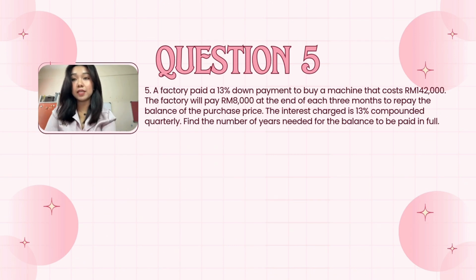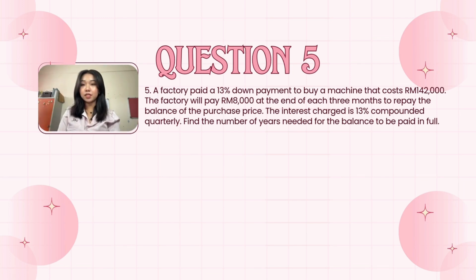So I'm going to show you a problem statement of annuity. A factory paid an 80% down payment to buy a machine that costs 142,000. The factory will pay 8,000 at the end of every 3 months to repay the balance of the purchase price. The interest charge is 13% compounded quarterly. Find the number of years needed for the balance to be paid in full.